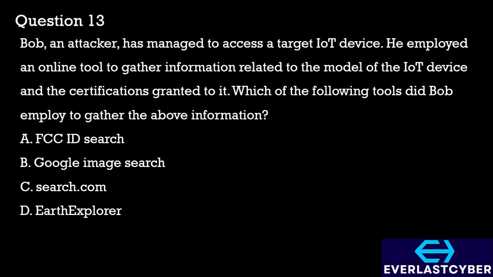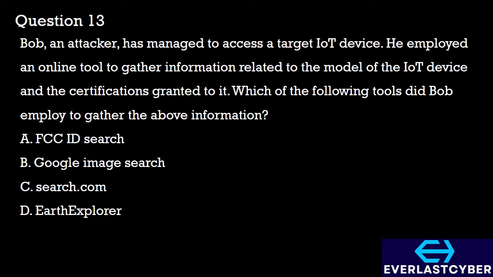The FCC ID search tool allows individuals to look up information related to the certifications of electronic devices, including Internet of Things devices. The FCC ID is a unique identifier assigned by the Federal Communications Commission to devices that use radio frequencies to operate, and this includes Internet of Things devices. By searching the FCC ID, Bob could gather information about the model, certifications, and other technical details related to the IoT device.